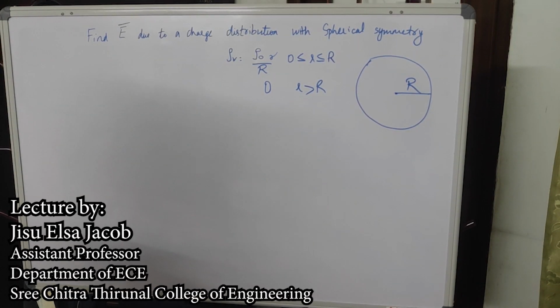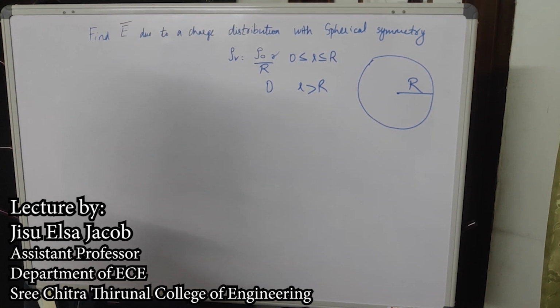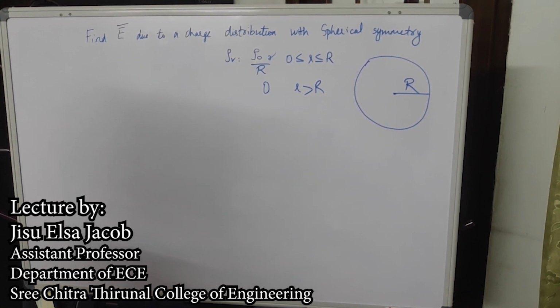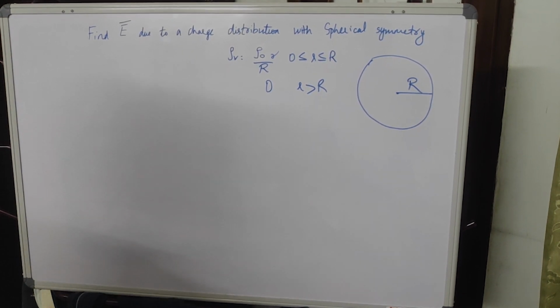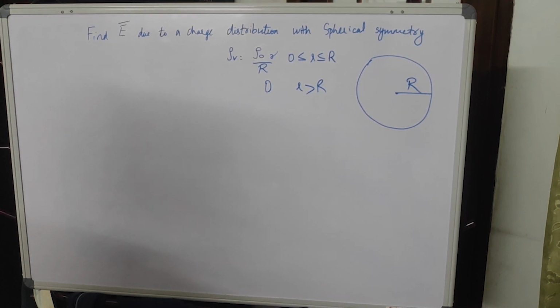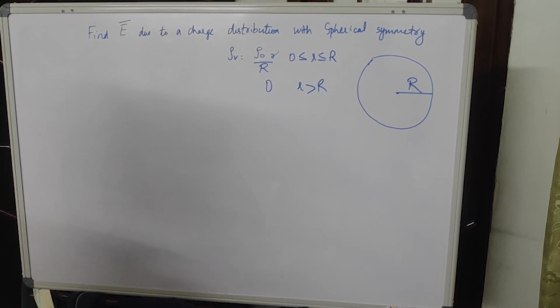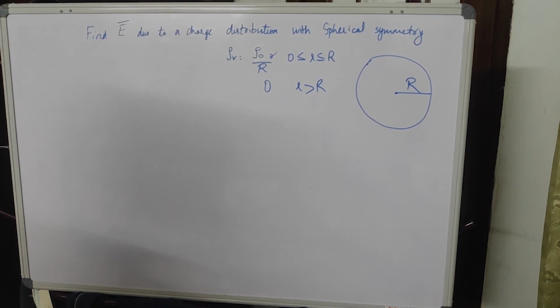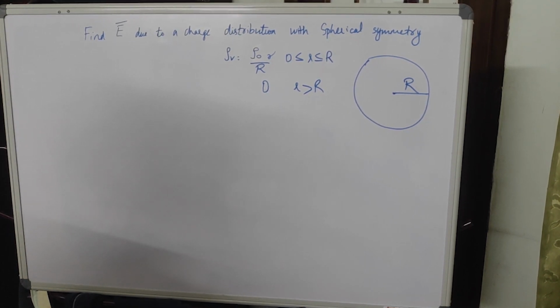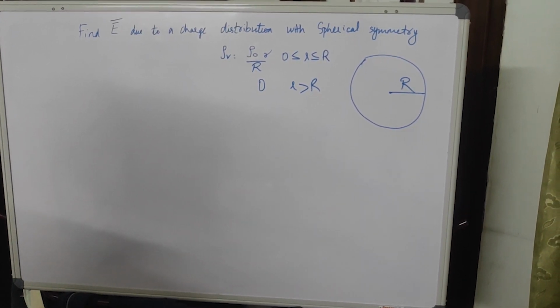So this is a problem where you are asked to find the electric field due to a charge distribution with spherical symmetry. Spherical symmetry means you can assume a sphere, a ball, and the volume charge density is given as rho v. That means the charge concentration per unit volume is given as rho naught r by capital R.